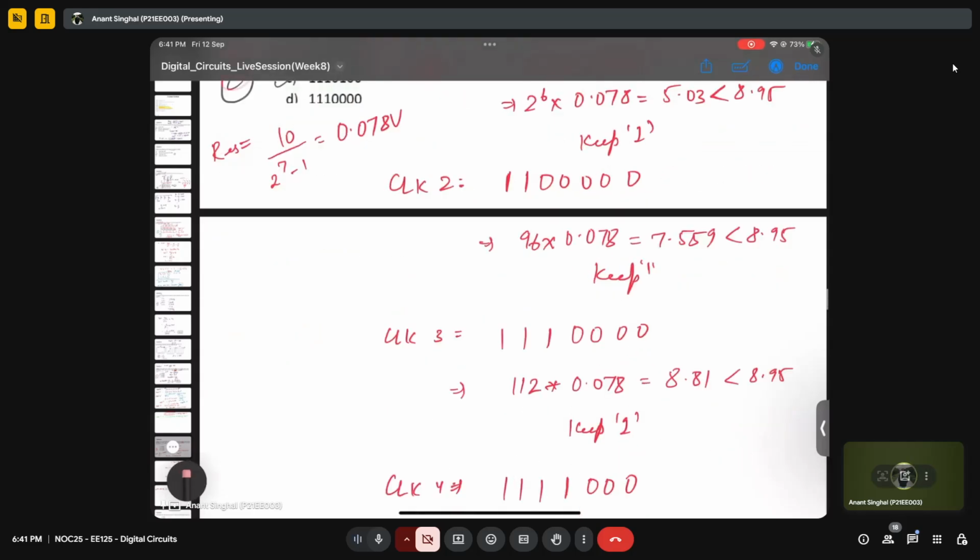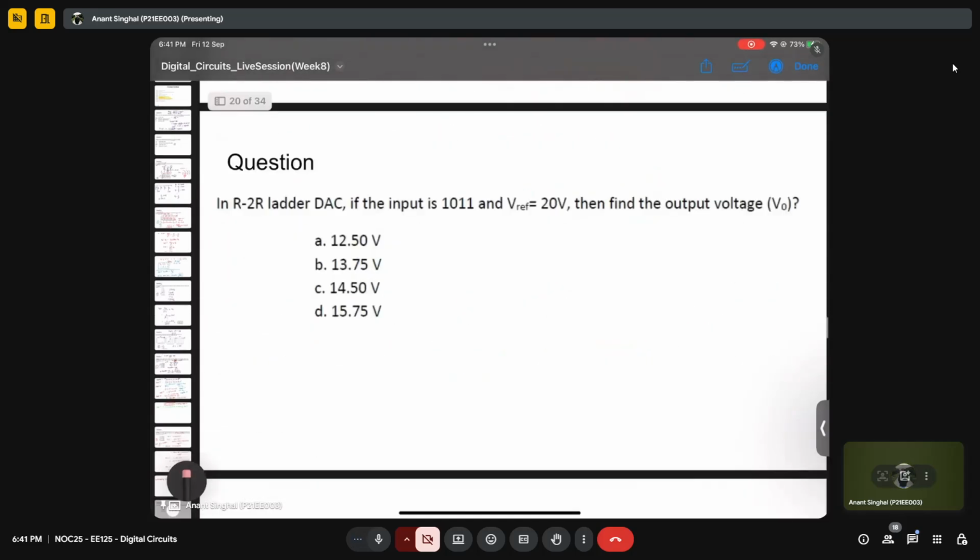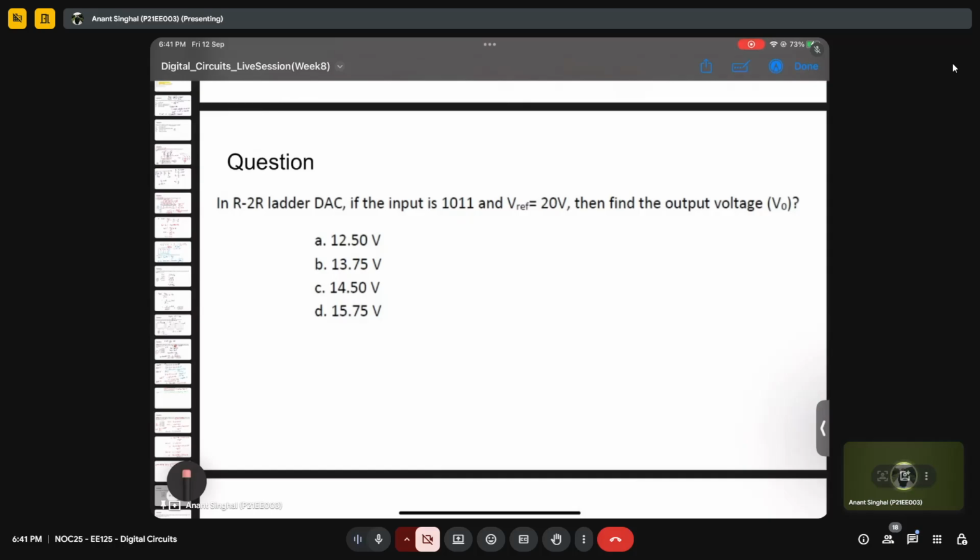Okay, if this is clear, let's move ahead. This is a very simple question. We have just done that. Now we have a DAC which is an R-2R ladder DAC. The input is given, the reference voltage is given, you just need to find the output. So output will be nothing but resolution times the input, right? So just try it out and let me know the answer.